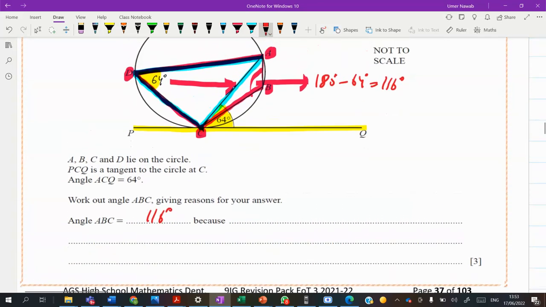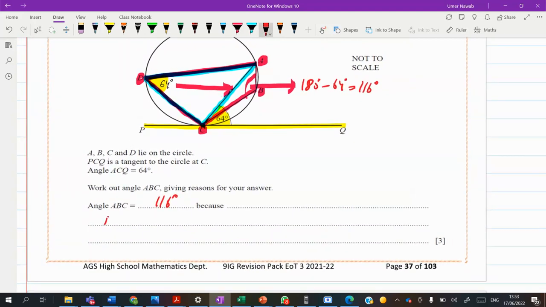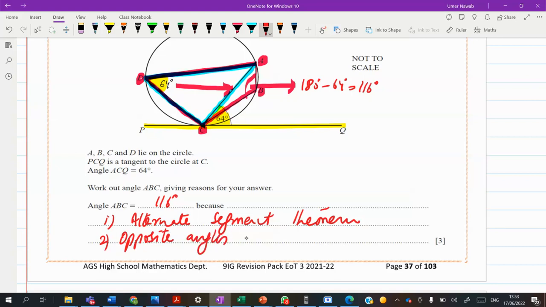What are the reasons? We use two properties: alternate segment theorem, and the second property is opposite angles in a cyclic quadrilateral are supplementary.